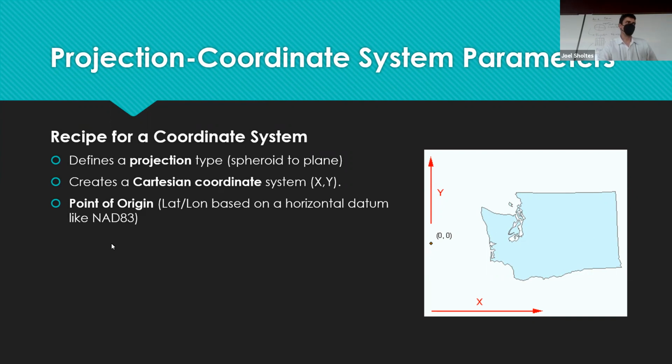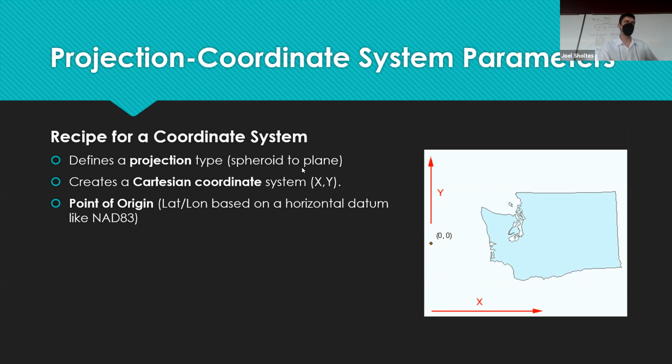Then we need the point of origin. Sorry, that's the last point right here. This is based on the horizontal datum, like North American Datum 83. That point of origin, we assign a 0, 0 value. That's going to be 0, 0 for this gridded projected coordinate system.